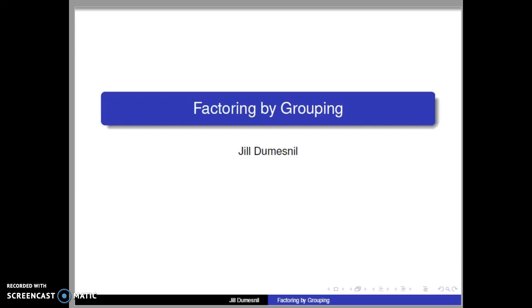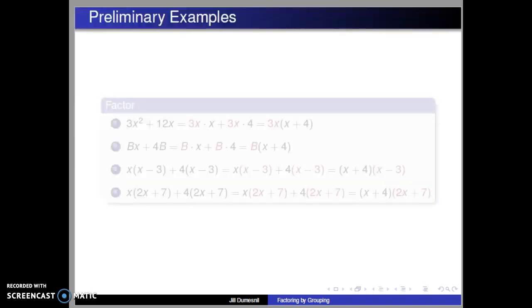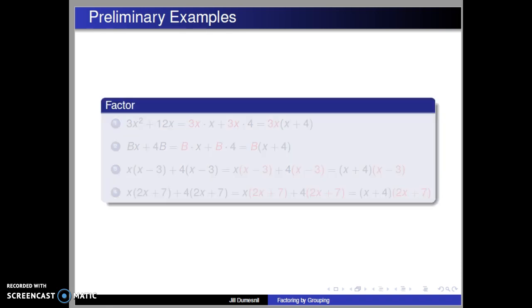Factoring by grouping is a technique for factoring polynomials with an even number of terms. Let's begin by considering some preliminary examples. Our instructions are to factor, which means to write as a product.